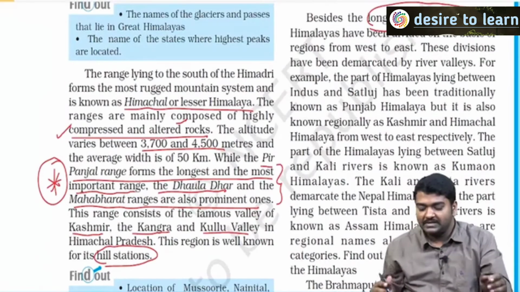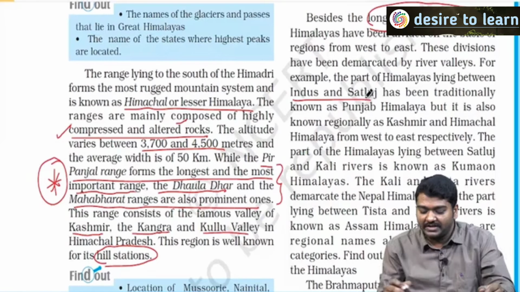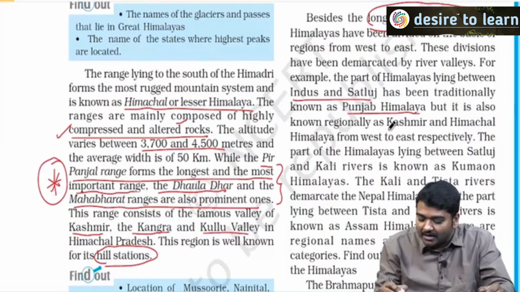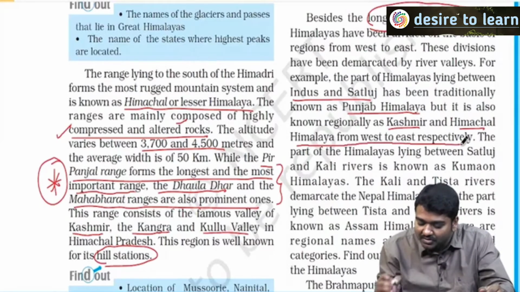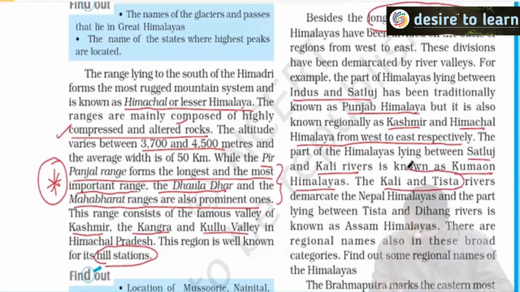On the basis of river movements, these are actually divided. Between Indus and Sutlej, it is traditionally known as Punjab Himalayas, but it is also known as Kashmir and Himachal Himalayas from west to east respectively. Then the part of Himalayas lying between Sutlej and Kali rivers is known as Kumaun Himalayas. Between Kali and Teesta is actually called Nepal Himalayas. The boundary between Uttarakhand, Nepal and Sikkim is actually Kali and Teesta, but these have actually fluctuated. And between Teesta and Dihang rivers is known as Assam Himalayas.